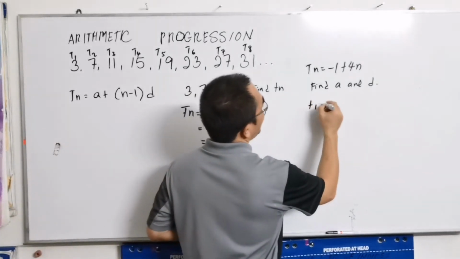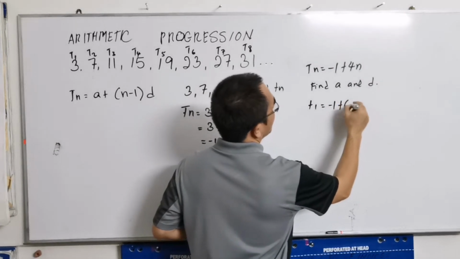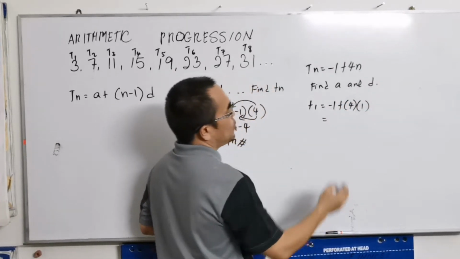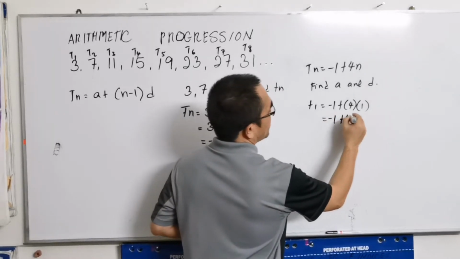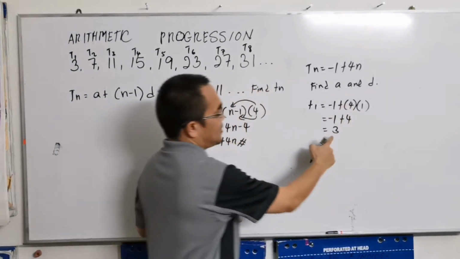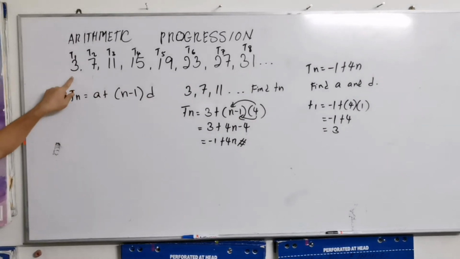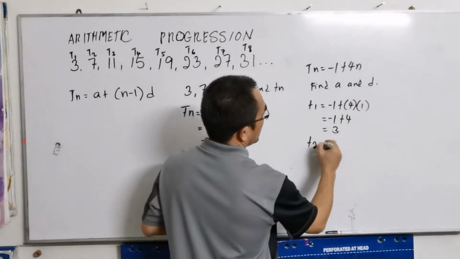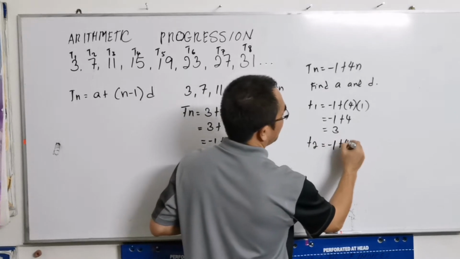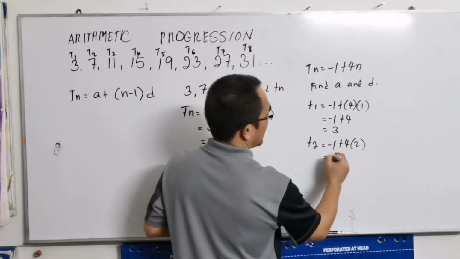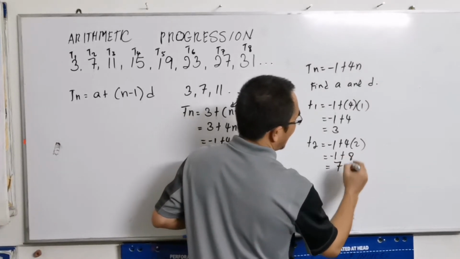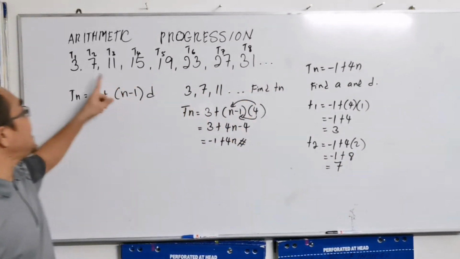So T1 is negative 1 plus 4 times 1. So negative 1 plus 4 will be 3. So you see, we can get the first term. T2 will be negative 1 plus 4 times 2. So negative 1 plus 8 equals 7. So T2 is 7.